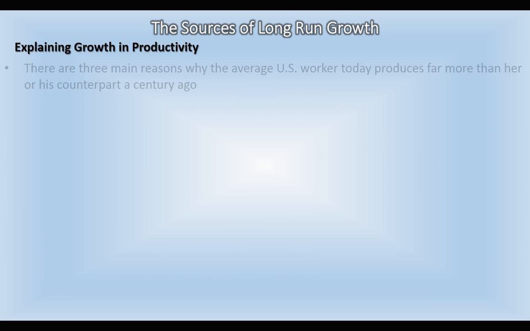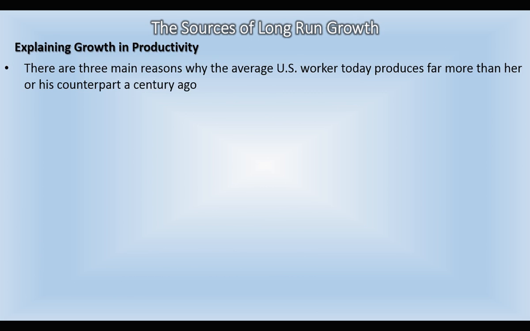So let's talk about growth in productivity. There are three main reasons why the average U.S. worker today produces far more than her or his counterpart a century ago. The first reason is an increase in physical capital. Remember when we were talking about the inputs into production that then resulted in payments to households from the firms.